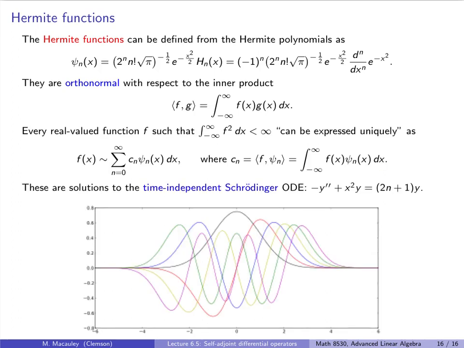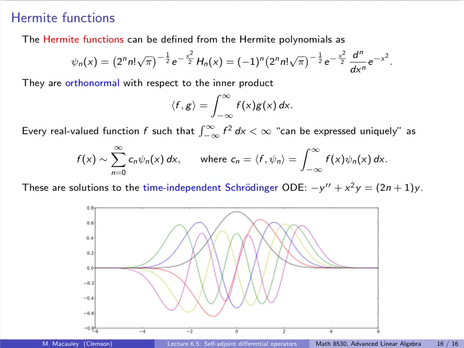These are solutions to the time-independent Schrödinger equation, which is negative y double prime plus x squared y equals (2n plus 1) times y. And here's a picture of what the first few of these Hermite functions look like. In my previous class, I have a lecture on Schrödinger's PDE, and I do solve that, but I do not talk about Hermite functions.